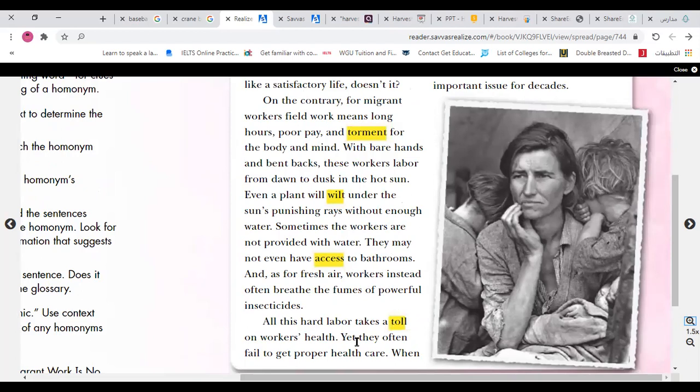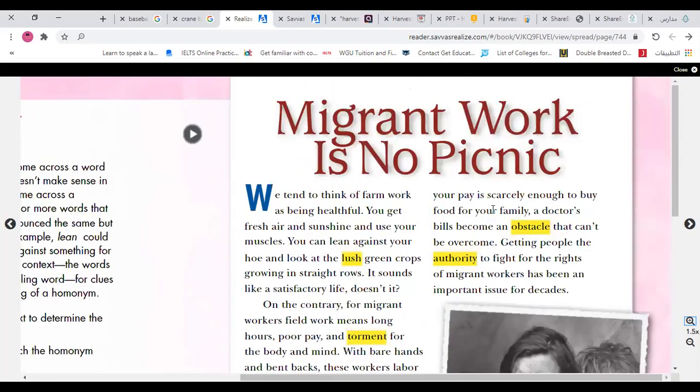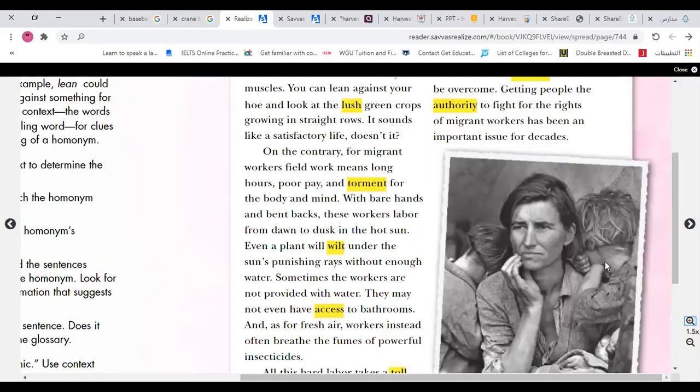All this hard labor takes a toll on the workers' health. Yet they often fail to get proper health care. When your pay is barely enough to buy food for your family, a doctor's bills become an obstacle that can't be overcome. Getting people the authority to fight for the rights of workers has been an important issue for decades.